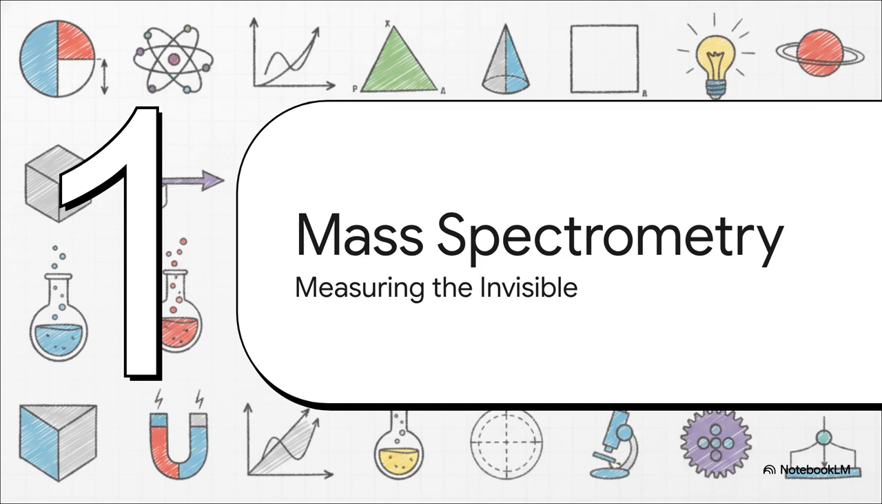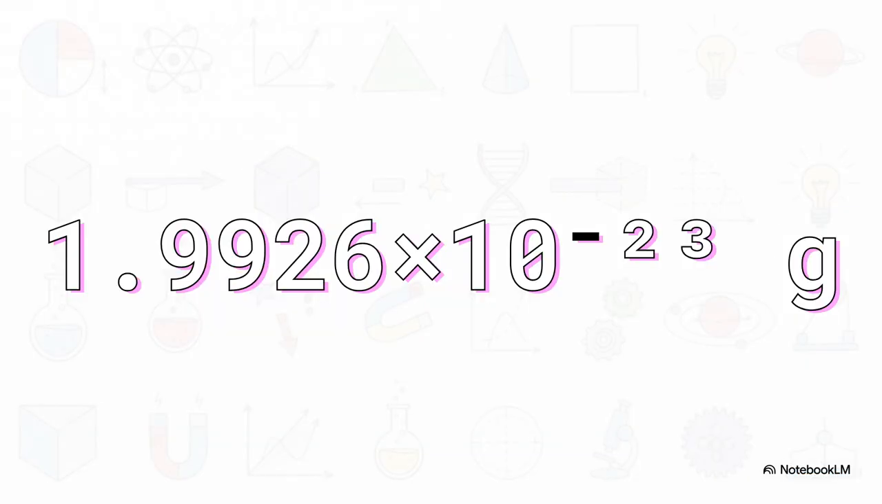Section 4. Mass spectrometry. Measuring the invisible. So we have our ions, but how do scientists actually track and measure these incredibly tiny, short-lived particles? Well, look at this staggering number, 1.9926 times 10 to the negative 23 grams. That is the actual weight of a single carbon-12 atom. I mean, individual atomic masses are just so impossibly tiny and frustrating to work with practically.